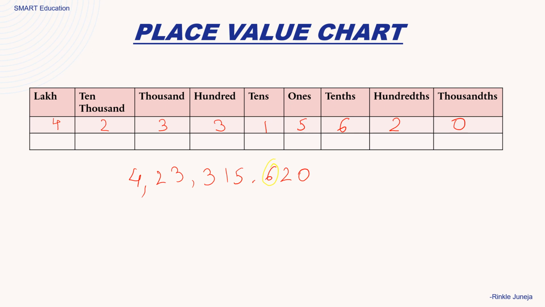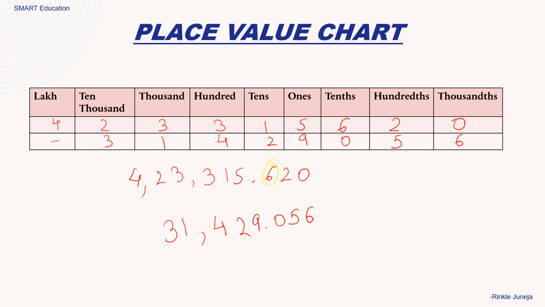Let's try another one. Let's see. 31,429.056. Now here at lakhs place there is no digit, so we leave that. Then this will be 3, 1, 4, 2, 9. Tenths place 0, hundredths place 5, and thousandths place 6. This is how we write down decimals in the place value chart.